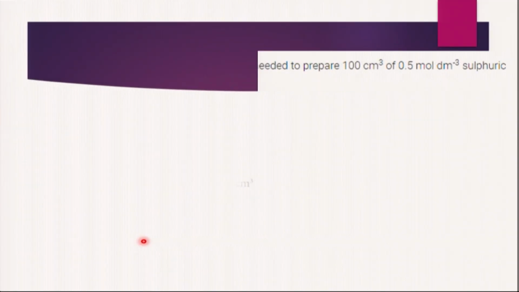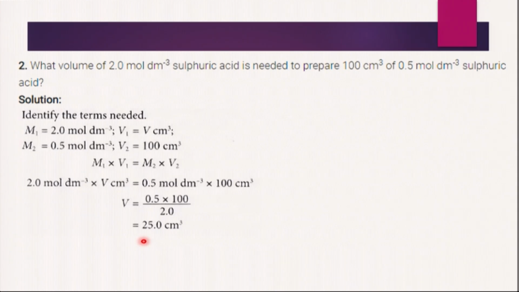Let's look at one more example. What volume of 2 molar per decimeter cubed of sulfuric acid is needed to prepare 100 cubic centimeters of 0.5 molar? So this one is almost obvious. Look at 2 molar, reduce it to 0.5, and the volume is not needed of this 2 molar sulfuric acid. So the volume that you are preparing, this is a diluted solution, 100 cubic centimeters, 0.5.